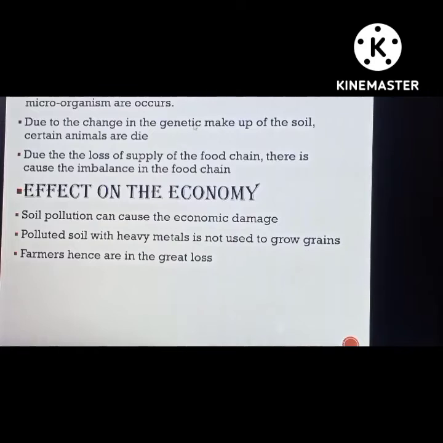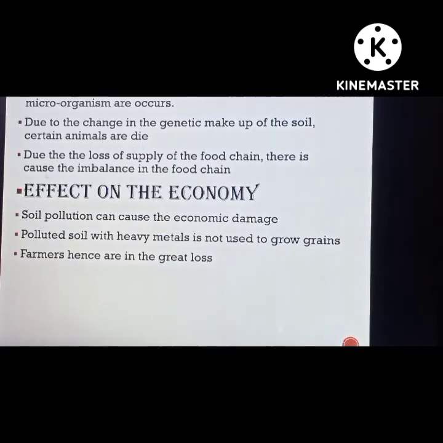Due to soil pollution, there is a loss of a variety of microorganisms. Due to the change in the genetic makeup of the soil, certain animals die. Due to the loss of supply in the food chain, there is an imbalance in the food chain.